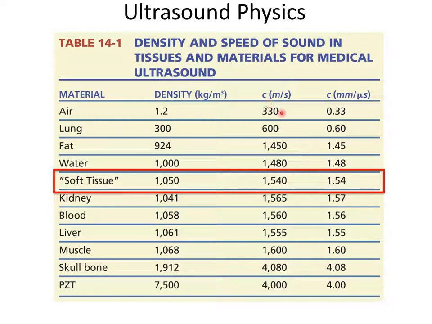And then 330 meters per second in air. So that's going to really change things when the echo probe starts to go through lungs. Lungs are a little bit faster because it's not just pure air. It's like a sponge, a spongy tissue full of air, and 600 meters per second there.